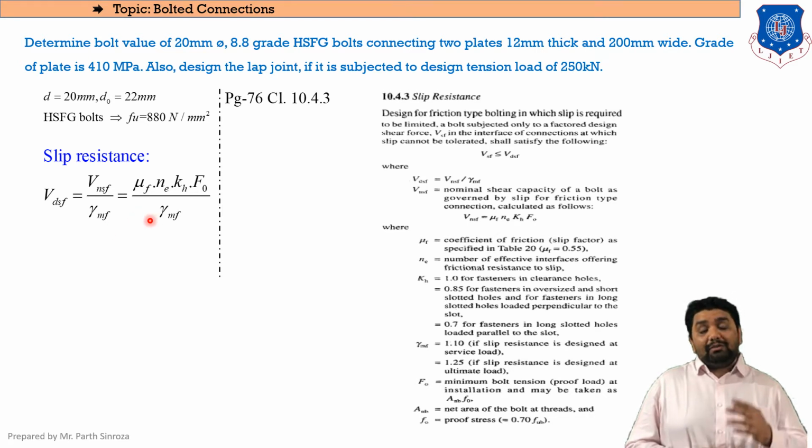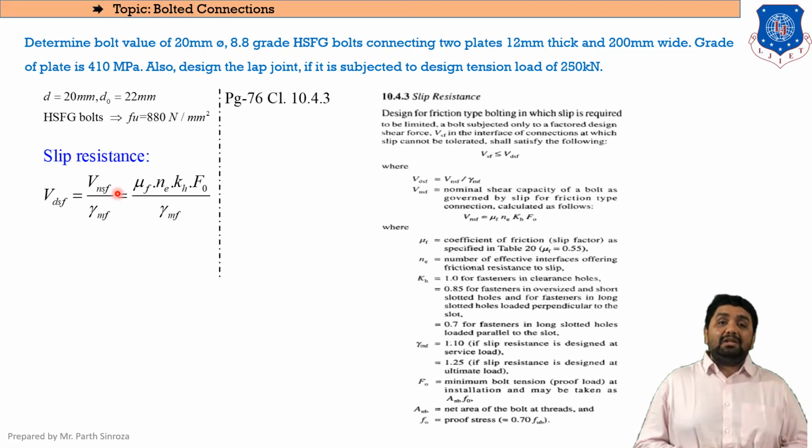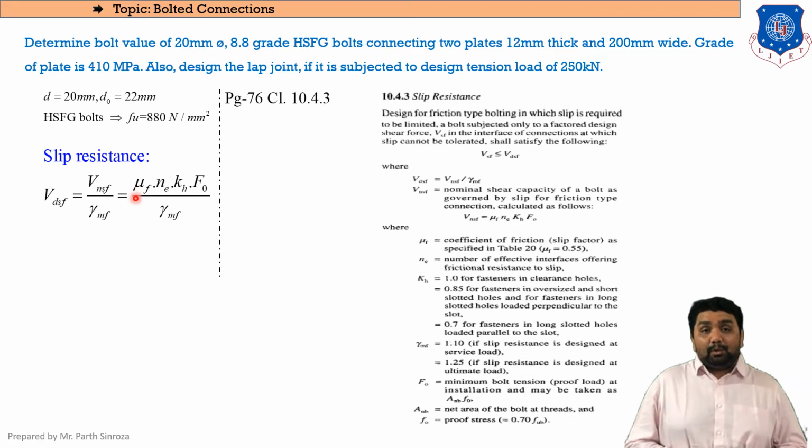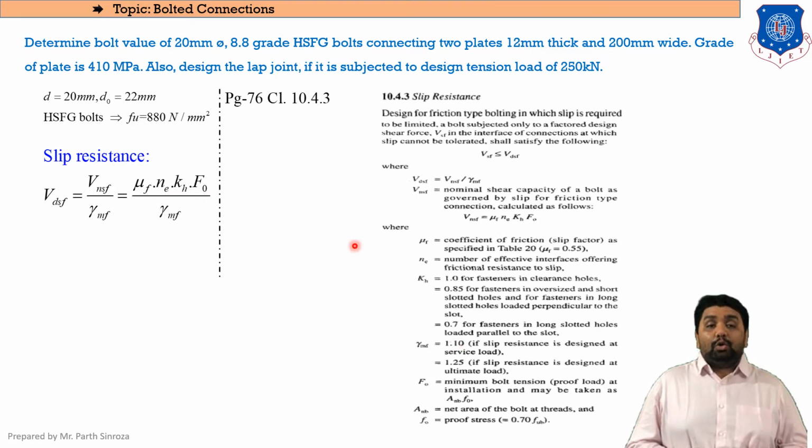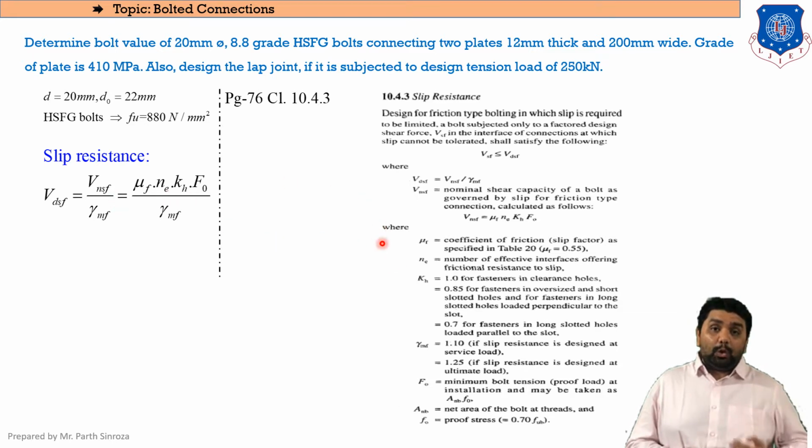Now moving on to the value of Vnsf, the equation here as per our IS code is mu f Ne Kh F0, that is capital F0, divided by gamma mf. Clear? So for Vnsf, the parameters that we need to understand are, first, mu f, second, Ne, third, Kh, and fourth, F0. Capital F stands for force, whereas small f stands for stress. Keep this in mind while solving the numerical.